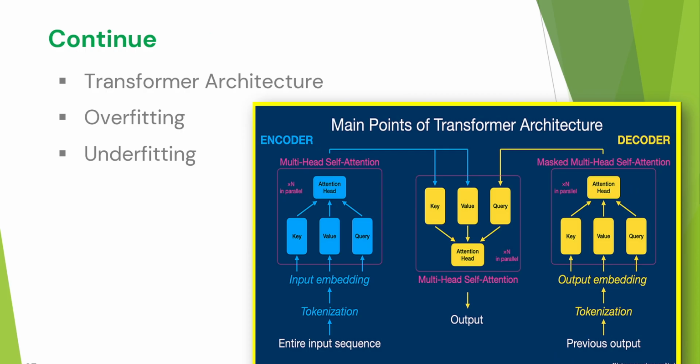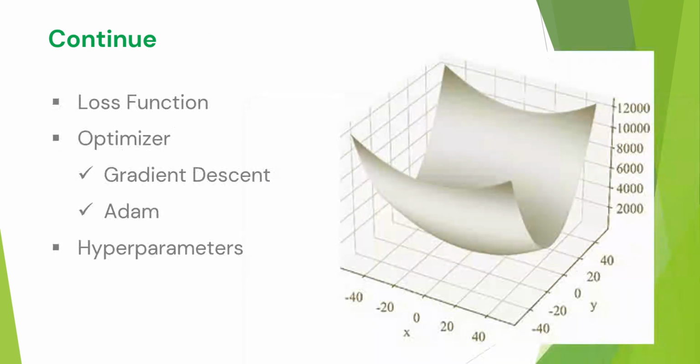Now, overfitting occurs when the model performs well on training data but poorly on new unseen data. To avoid overfitting, techniques like regularization and dropout are used. Now, underfitting is when the model is too simple to capture the complexity of data. To avoid underfitting, the model architecture and training process can be made more complex. Next comes the loss function. So here, the loss function is used in large language models, and it is a function that measures the difference between the model's prediction and the actual output.